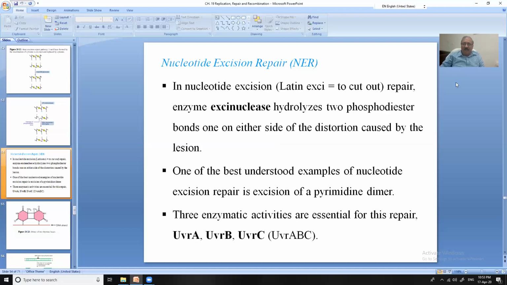In nucleotide excision repair, enzyme exonuclease hydrolyzes two phosphodiester bonds, one on either side of the distortion caused by the lesion. Okay, then one of the best understood examples of nucleotide excision repair is the excision of a pyrimidine dimer. Okay. Three enzyme activities are essential for this type of repair. They are UvrA, UvrB, and UvrC. And we can call them UvrABC.